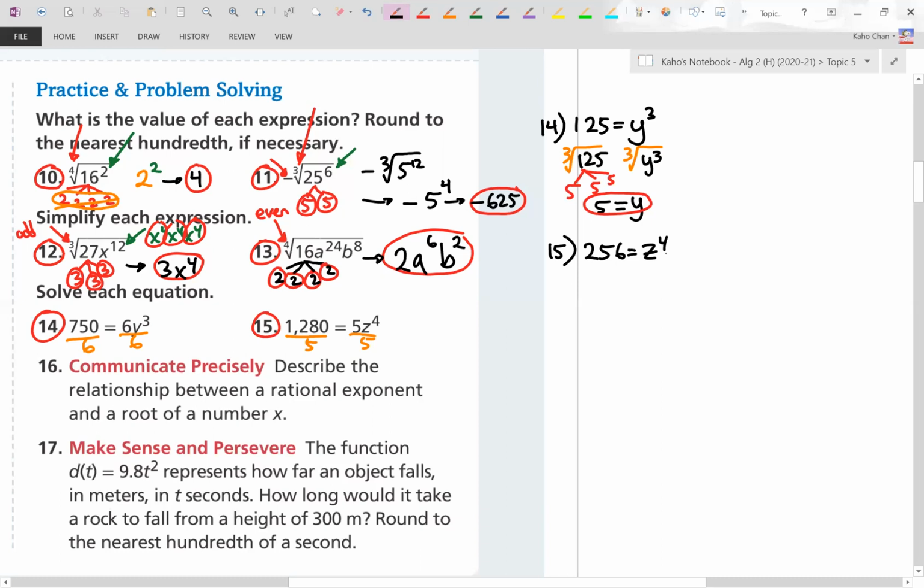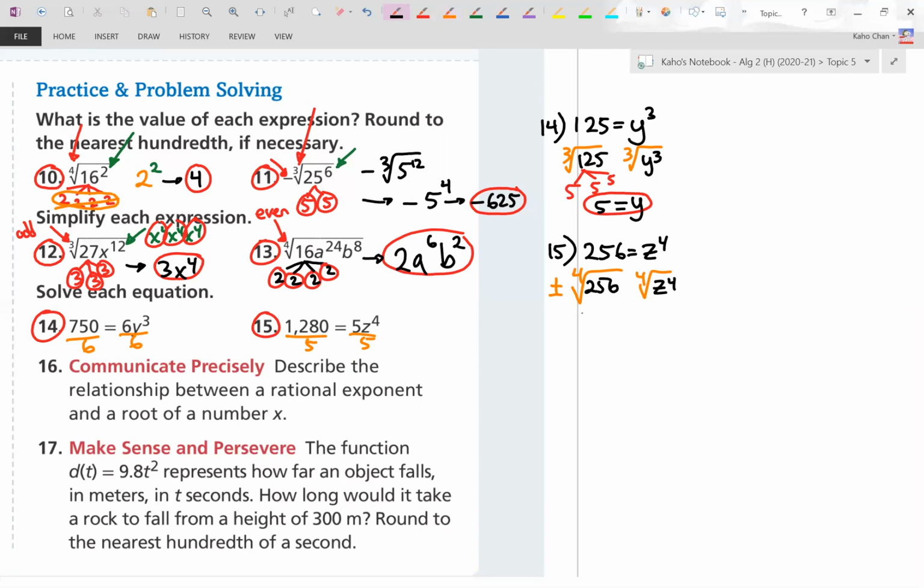All right, you got to be careful here. The opposite of 4th power is a 4th root. It's an even power. When it comes to an equation, I have to introduce a plus or minus with the situation.